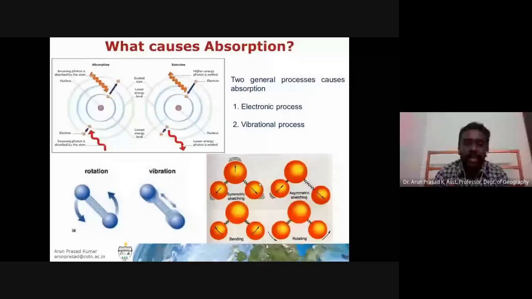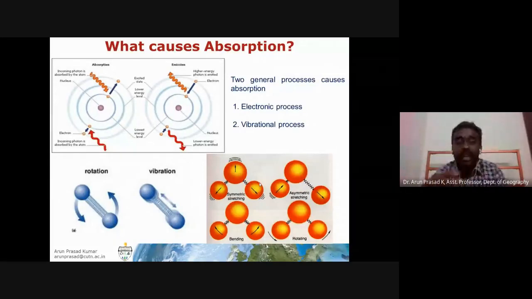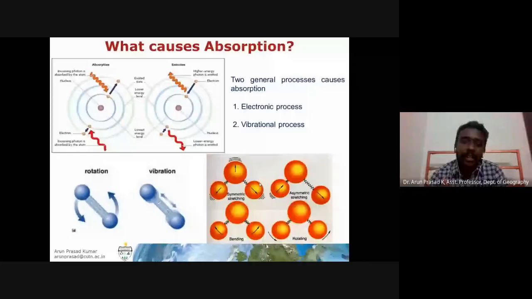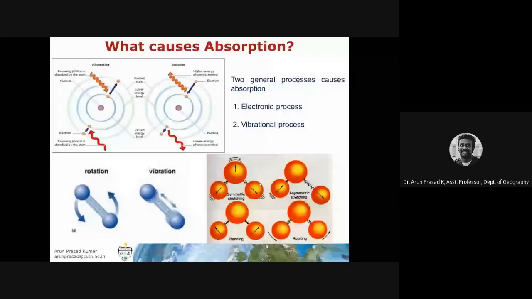It loses the energy and comes back to the lower, original energy level, sometimes to a much lower energy level. So based on how many stages it goes up and comes down, some amount of energy is also going away from the atom. That is called the photoelectron, or the energy which is emitted with a particular wavelength. So that process is called the electronic process.